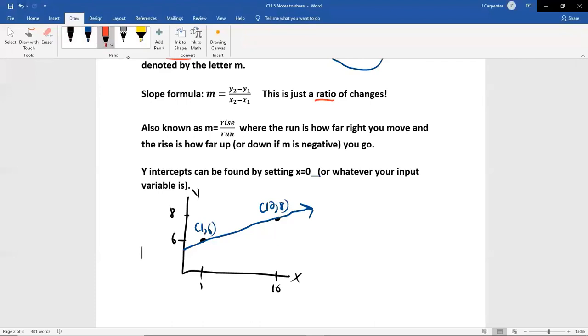Now, if you need to label these as x1s and y1s and x2s and y2s, remember the first spot is always an x value. The second spot is always a y value. And then you can decide which ones are the 1s and 2s as long as you're consistent. What I'm about to do is wrong: I can't call that a 1 and that a 2. I have to be consistent.